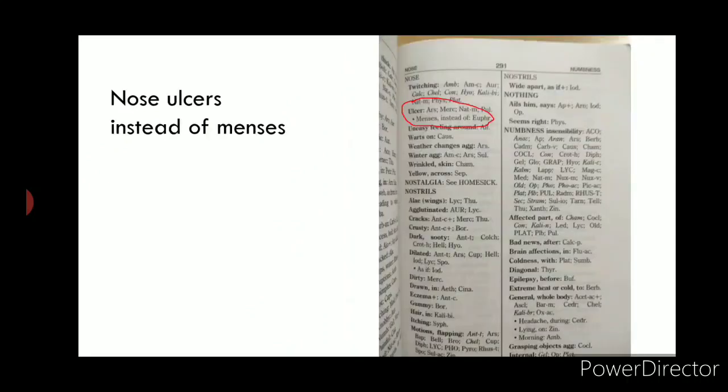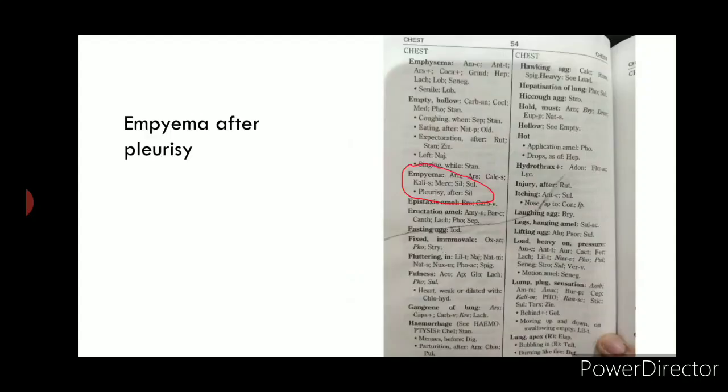Then we have a rubric, nose ulcers instead of menses. We all know the medicines for vicarious menstruation, but this is the very typical rubric where the patient is suffering with ulcers in the nose instead of menses. Then empyema after pleurisy.